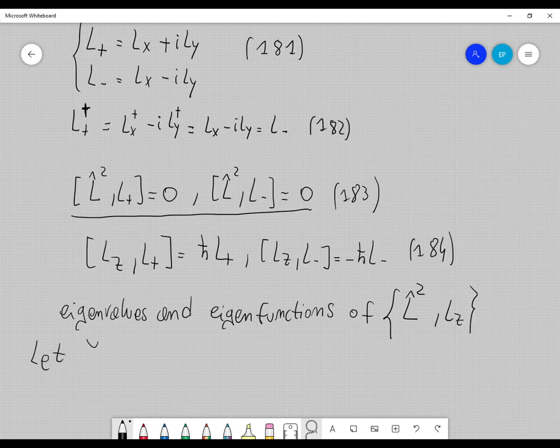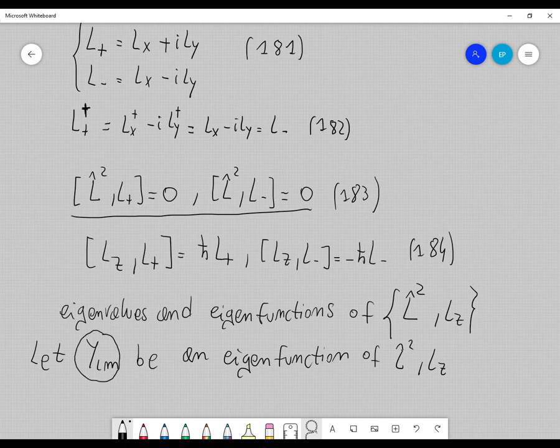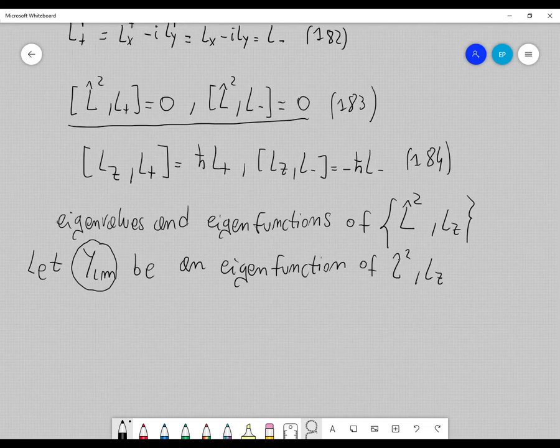Let YLM be a function which depends on two indices, L and M, and we assume this to be an eigenfunction of L squared and Lz, because remember, L squared and Lz commute, right? So if they commute, they can share the same eigenfunction, and that's why I'm using two indices to denote the eigenfunction, because in principle we can have an eigenvalue which is related to L squared and an eigenvalue which is related to Lz.